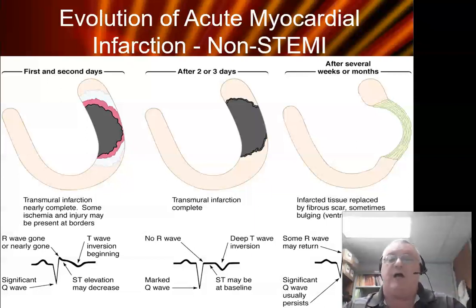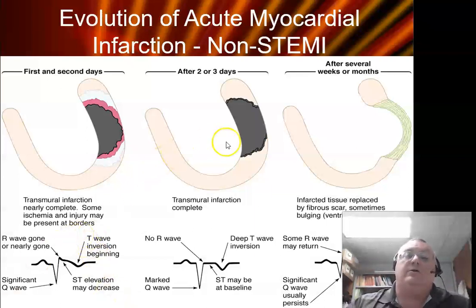I mean, all Mortal Kombat style. Boom, there it goes. Okay, so the thing is here. Notice after 2 to 3 days, you've got the damage already done, and you've got a deep T-wave inversion, and then the ST may be at baseline. I can tell you, guys, the ST on an infarct is usually down here. Okay, it's usually down there, and it's usually the area that's affected.